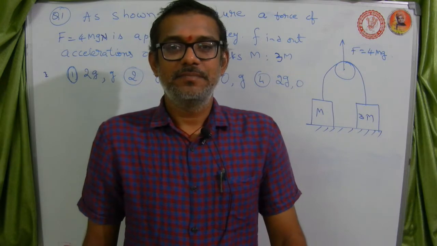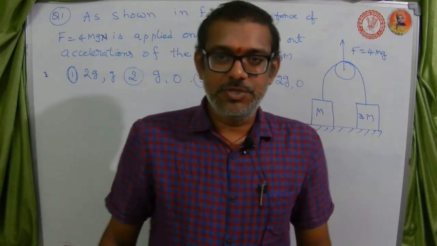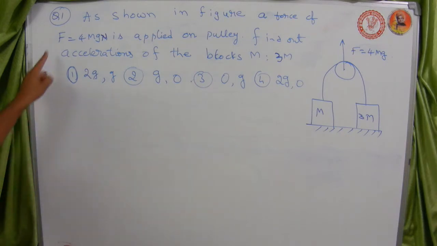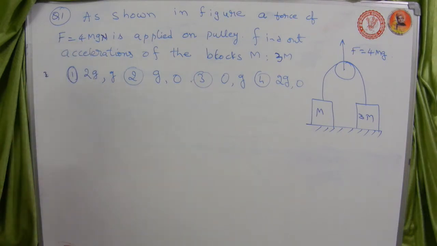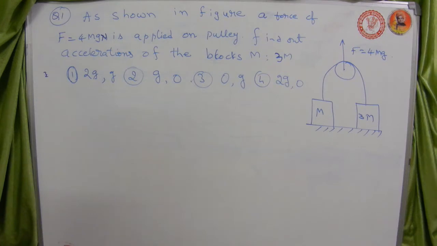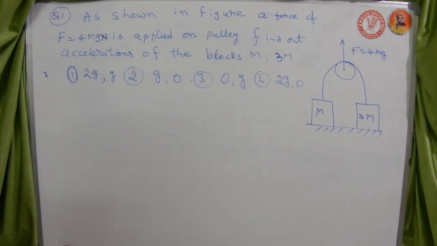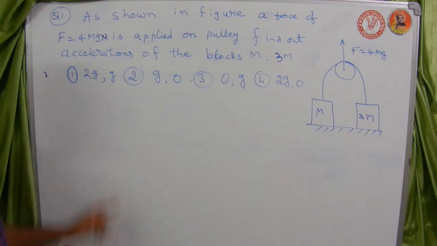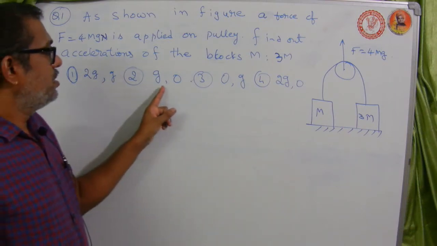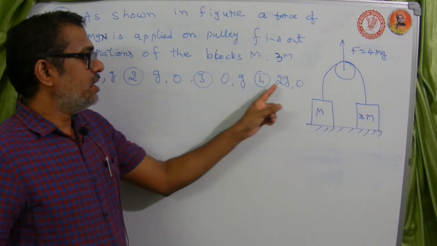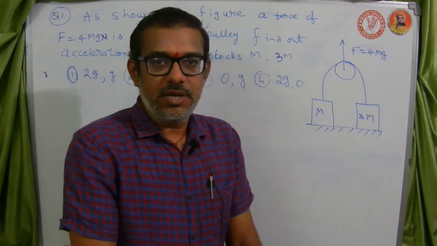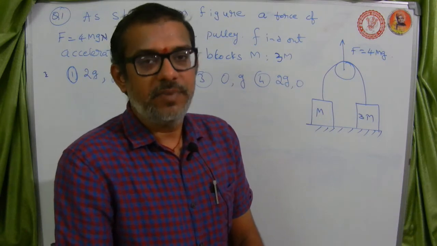Now let us see the first question. As shown in the figure, a force of F = 4mg newtons is applied on the pulley. Find out the acceleration of the blocks m as well as 3m. The given options are (2g, g), (g, 0), (0, g), (2g, 0). We have the four options. How to solve this particular question in the examination within less time? That is a very important thing.